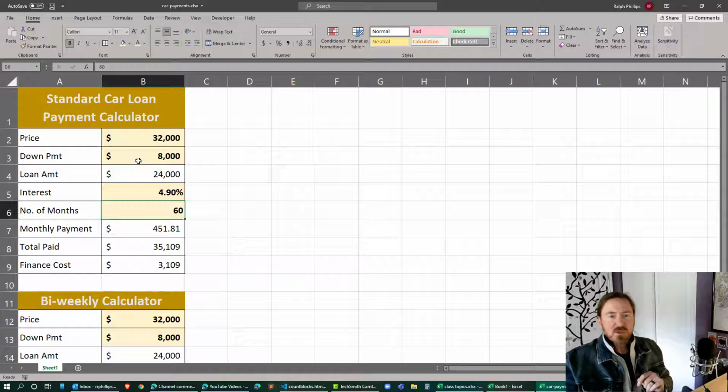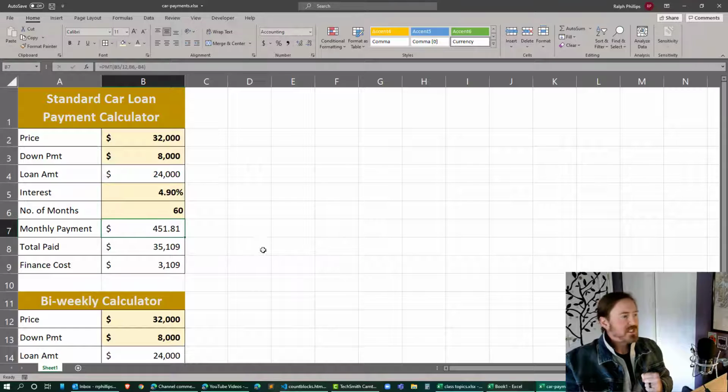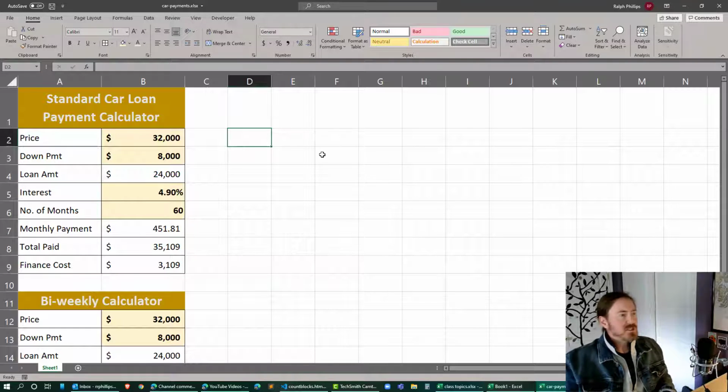So our basic car loan here is a 4.9% interest car loan over 60 months or 5 years. And based on our car price, down payment, loan amount, we have our payment already calculated, $451.81. So off to the side, I'm going to go ahead and create the amortization table.